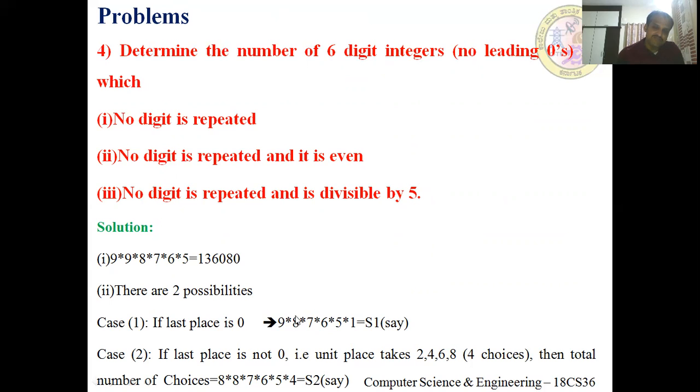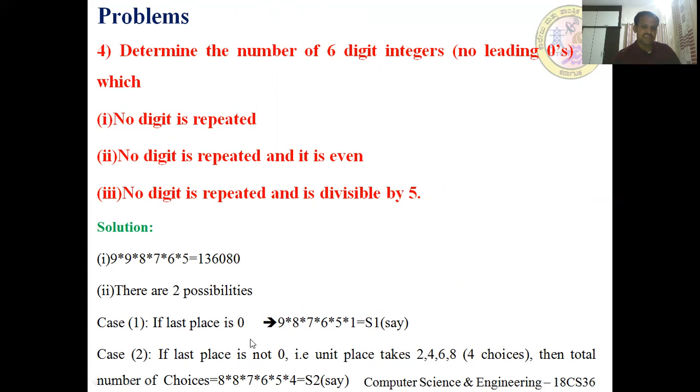Similarly, if I want to fill the second position, having filled the first place and the unit place with 0, suppose you have selected 1 here and 0 at the unit place, then the remaining digits are how many? 8 here. These 8 digits can be filled in 8 ways. Having filled the first place, the second place as well as the unit place, the next place can be filled in 7 ways. Similarly, the next place can be filled in 6 ways, and the next place in 5 ways. Finally, let us call this value S1.